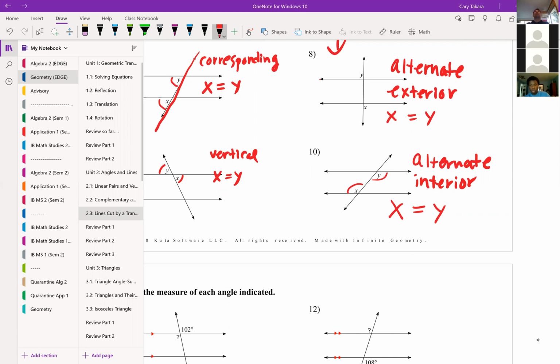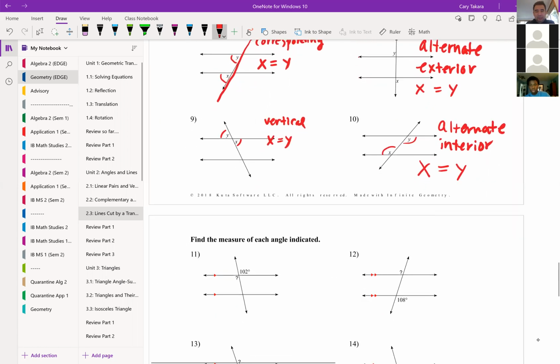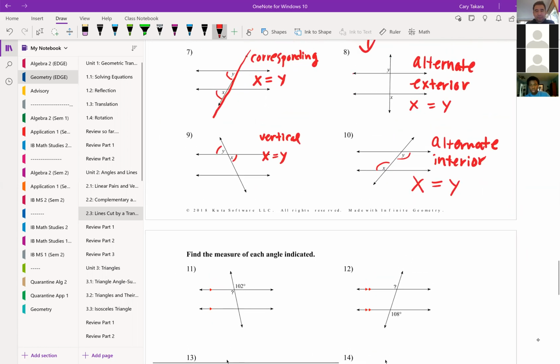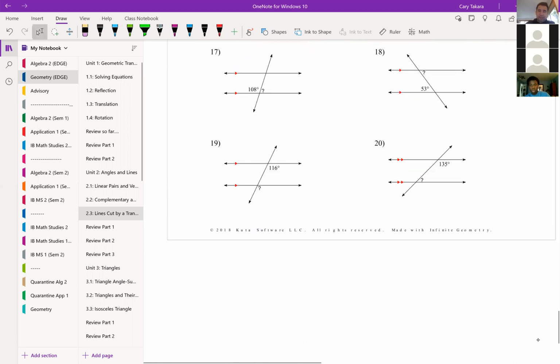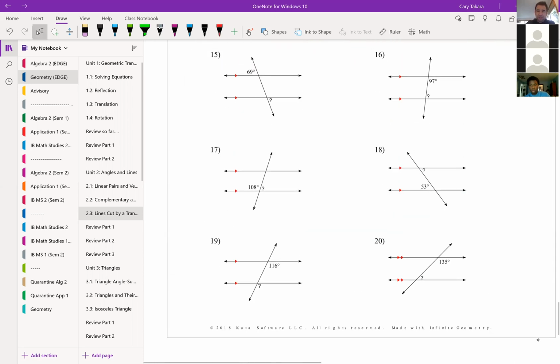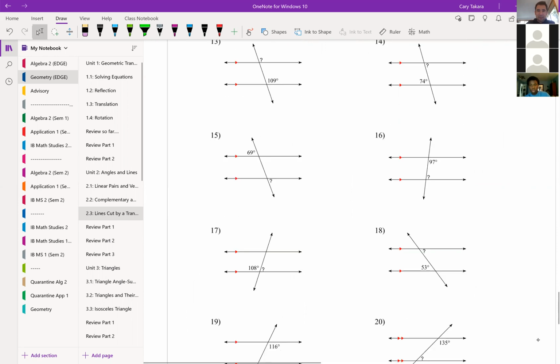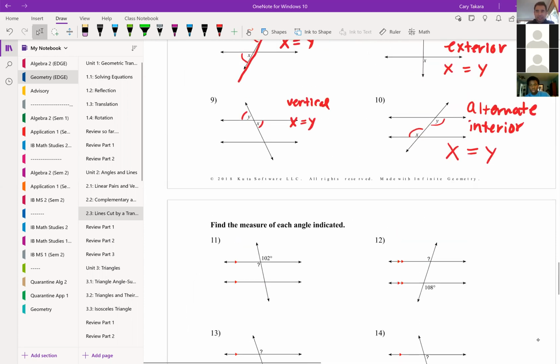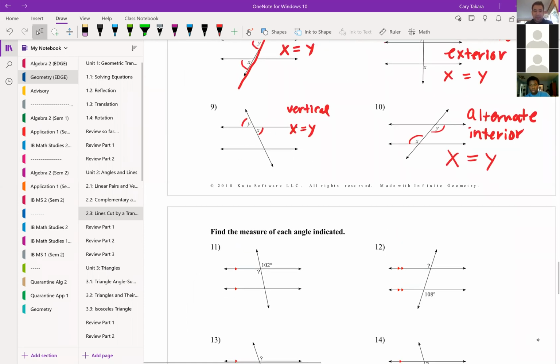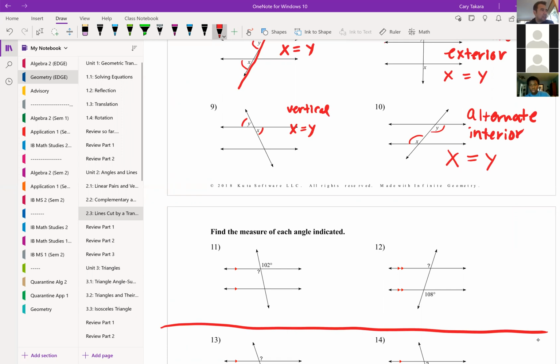Would you just do two more, and then we'll be done? Okay. I don't want to do all the rest. Maybe we'll do that as a warm up tomorrow. But let's do number 11 and number 12, and then we'll call it good for today.